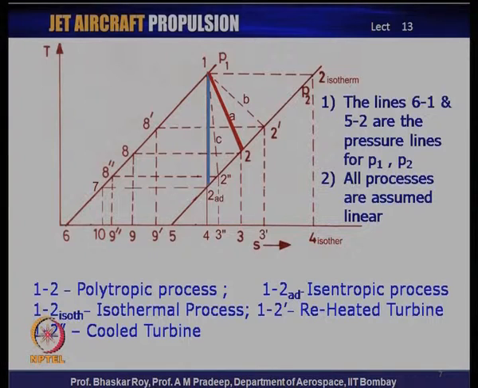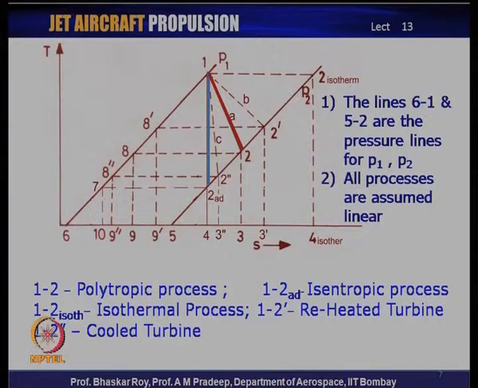So, 1 to 2 is the realistic polytropic process, what we call thermodynamically a polytropic process. On the other hand, 1 to 2 adiabatic is the so-called isentropic process, which is a vertical line from 1 to 2 adiabatic, the slightly bluish line. And then the 1 to 2 isotherm, the horizontal dotted line, is the isothermal process.